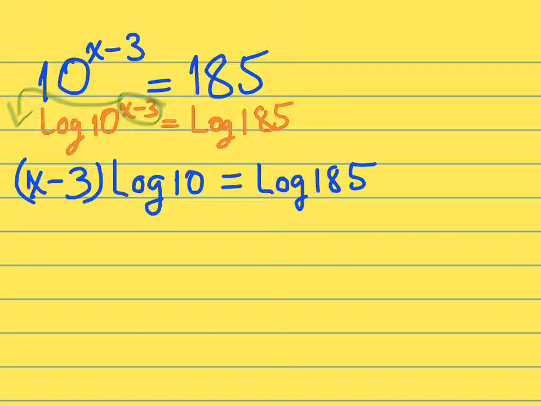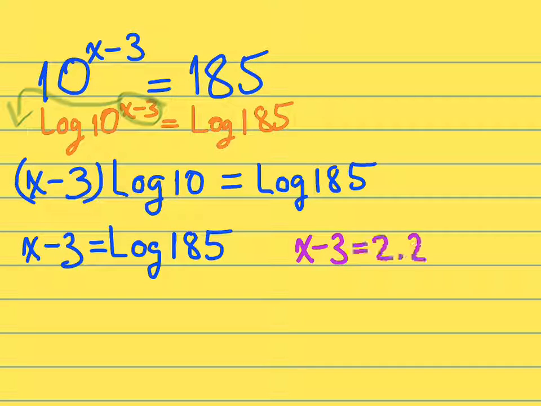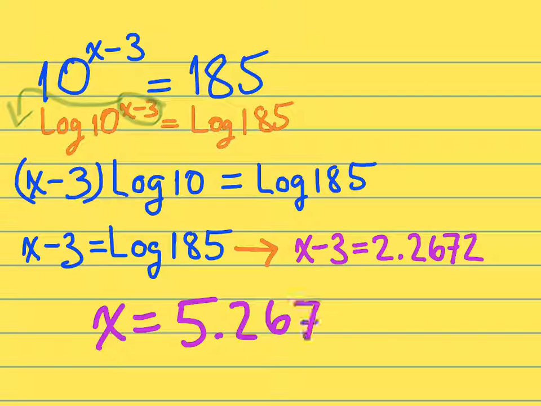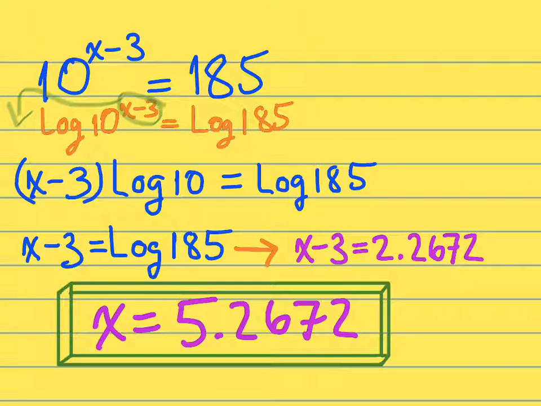So that whole x minus 3 expression comes down to multiply log of 10, which we already said equals 1. So my equation simplifies down pretty quickly to x minus 3 equals log of 185, which on my calculator is 2.2672. I'm looking for x, so all I have to do here is add 3 to both sides, and there's my answer. And so that's it. It's a pretty simple process.